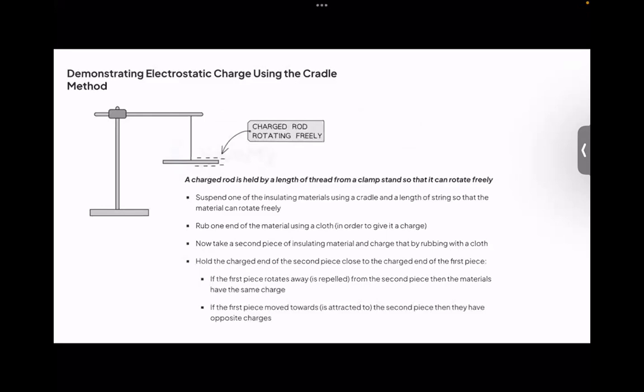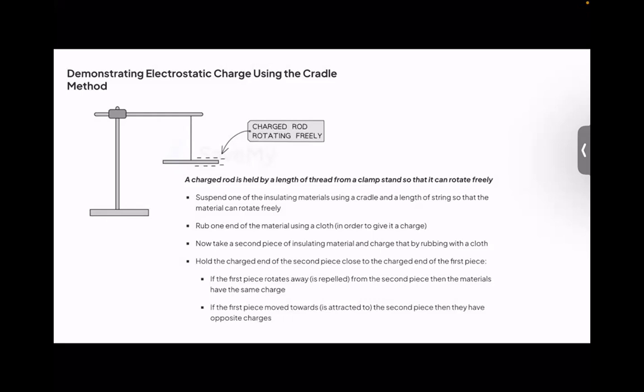This is what you will exactly show if they ask you. They might ask you to draw a rough diagram as well. So you will have to explain exactly this when they ask you to demonstrate electrostatic charge. You won't have to write using the cradle method, but you will explain it using this.